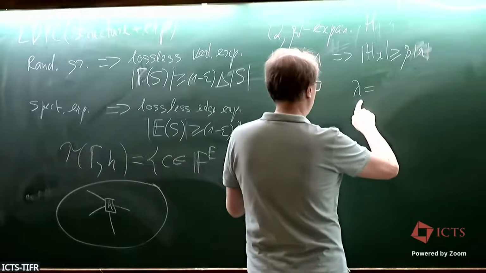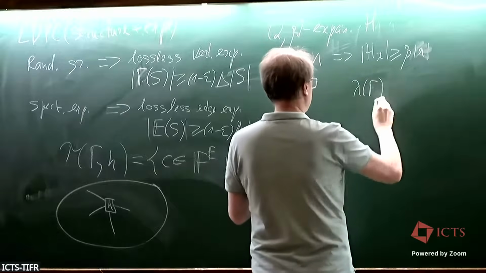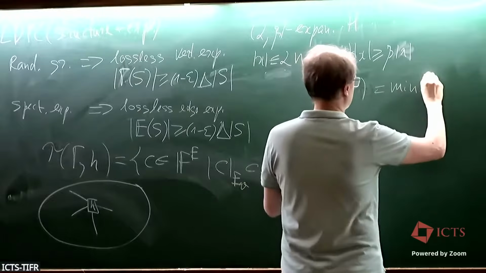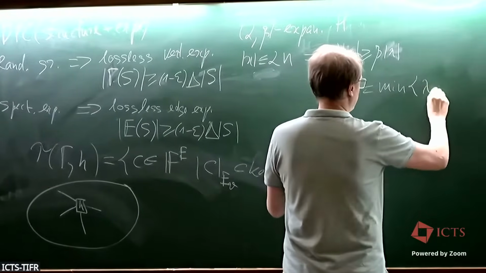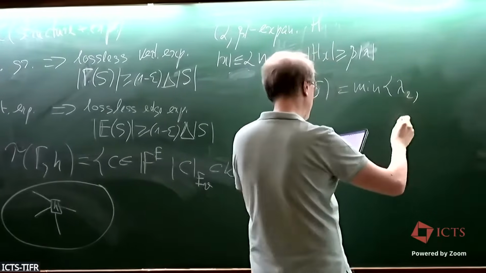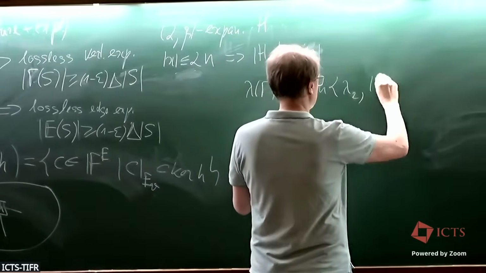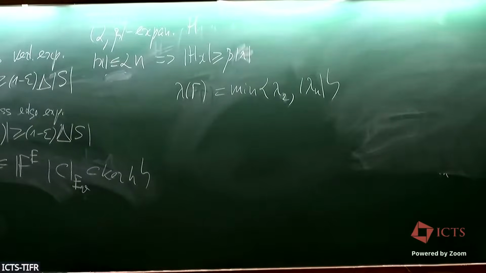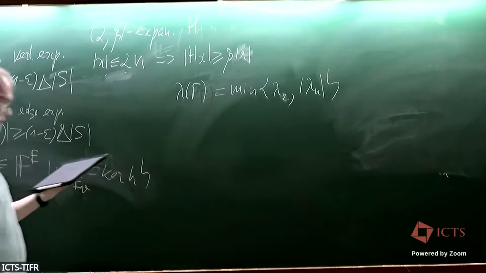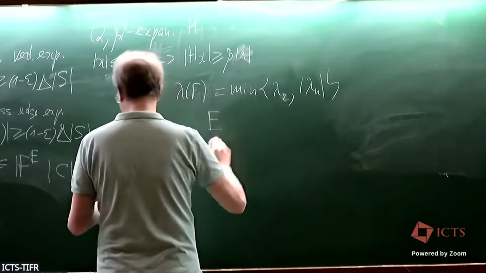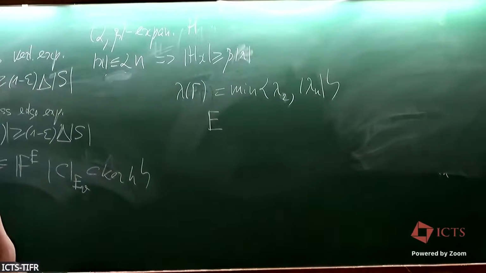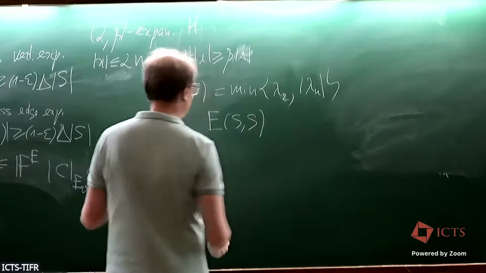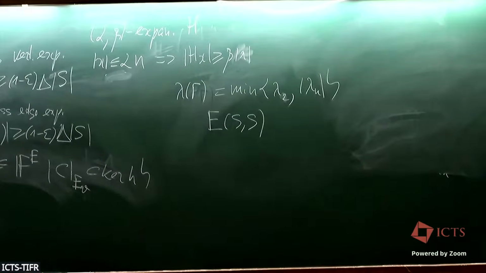So we have some graph, a spectral expander that, for simplicity, let's assume has good two-sided spectral expansion. And from the mixing lemma, we can prove that this quantity, yes.